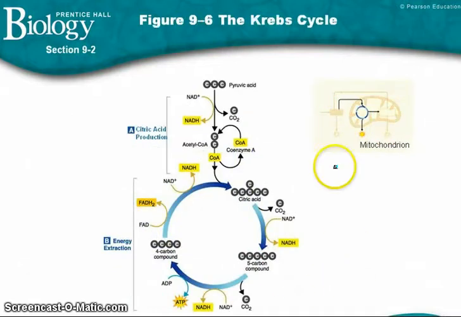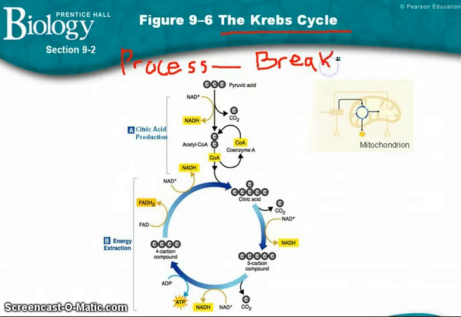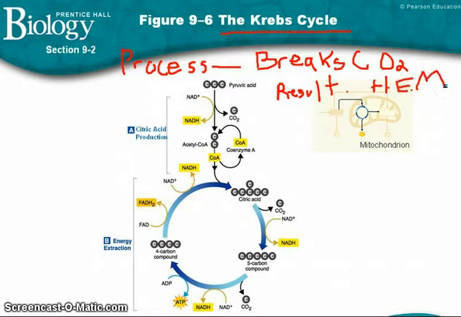Moving ahead then, this is the Krebs cycle. And what you should know about this is it's a process. So it's a bunch of steps. And the process basically breaks off carbon dioxide molecules, resulting in the formation again of these high energy molecules. And we'll look at some places where that happens.